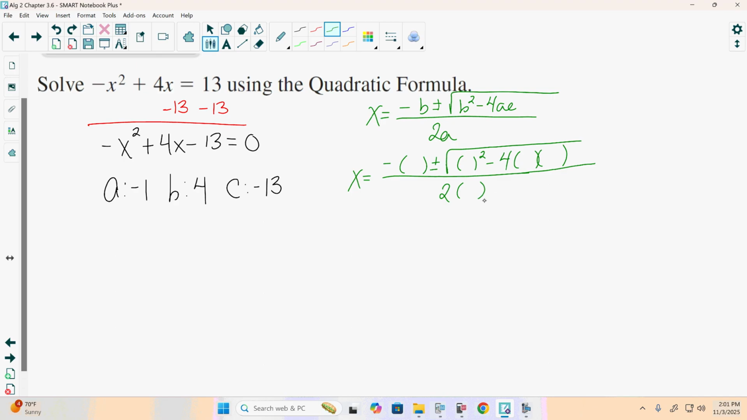-b plus or minus the square root of b squared minus 4ac all over 2a. So we're going to plug a into its spot, b, and c. Well, -4 is just -4. 2 times -1 is -2.